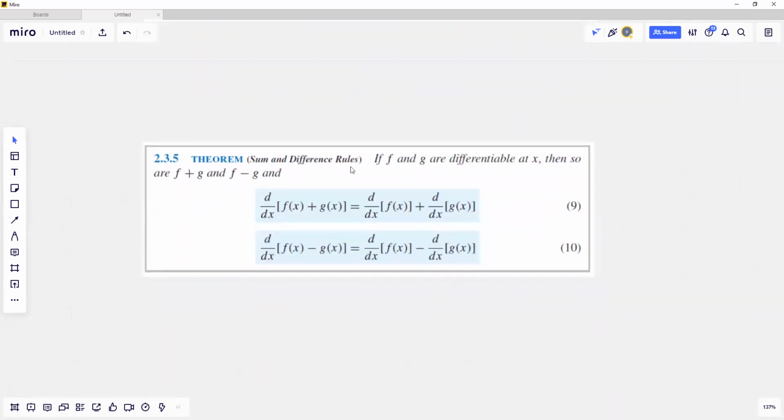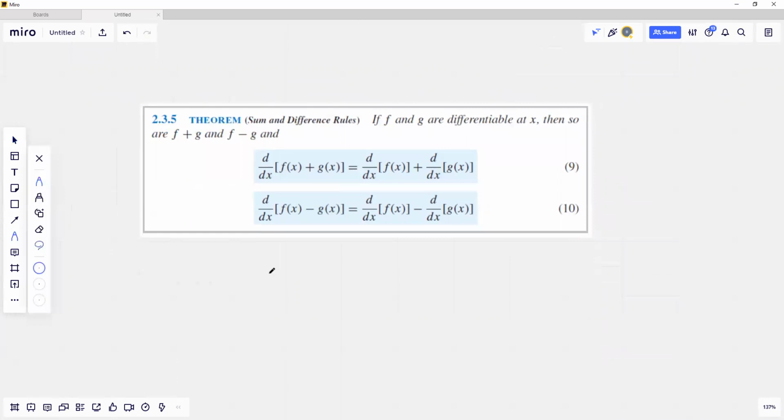All right. Sum and difference rule. If f and g are differentiable at x, then so are f plus g and f minus g. And we can use the following rule. We can use the distributive rule for the sum. So basically, if we have derivative of a sum, it can be expressed as a sum of derivatives.